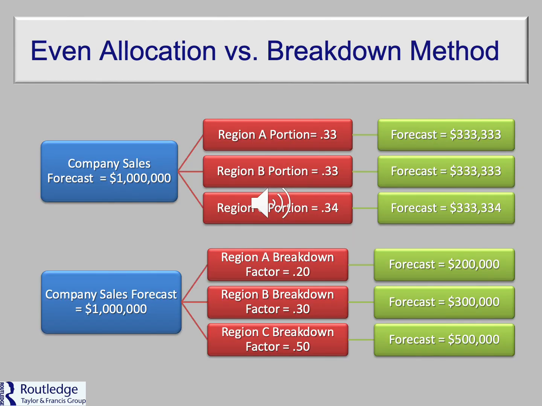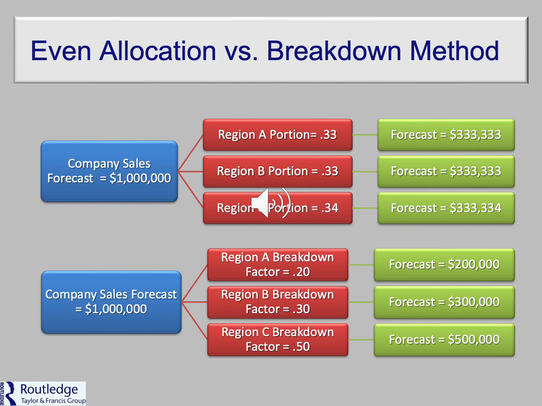Okay, and this is just a visual of the breakdown method versus doing an even allocation. So if you look at the top is the example of even allocation, where the company has a sales forecast of 1 million, and so A, B, and C all get the same exact portion of that forecast.